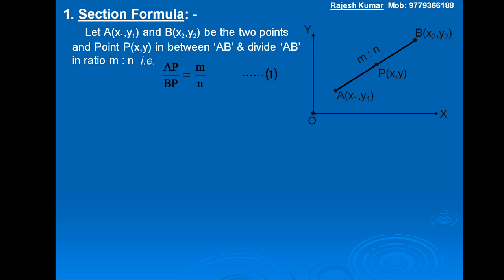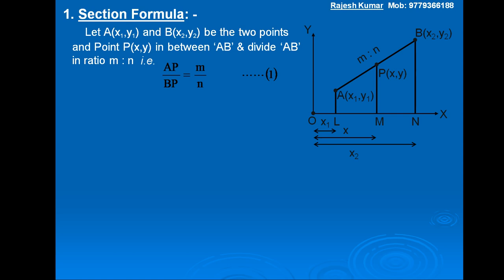Now from point A, draw AL perpendicular on the x-axis so that OL becomes equal to x1, the x coordinate of point A. From point P, draw PM perpendicular on the x-axis so that OM is equal to x, the x coordinate of point P. Similarly, from point B, draw BN perpendicular on the x-axis so that ON becomes equal to x2, the x coordinate of point B.